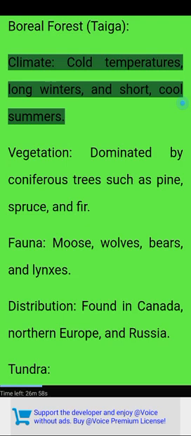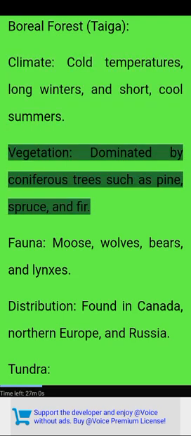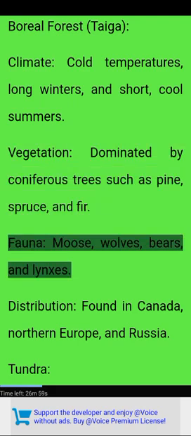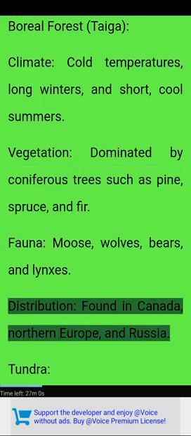Boreal forest (taiga). Climate: cold temperatures, long winters, and short, cool summers. Vegetation: dominated by coniferous trees such as pine, spruce, and fir. Fauna: moose, wolves, bears, and lynxes. Distribution: found in Canada, northern Europe, and Russia.